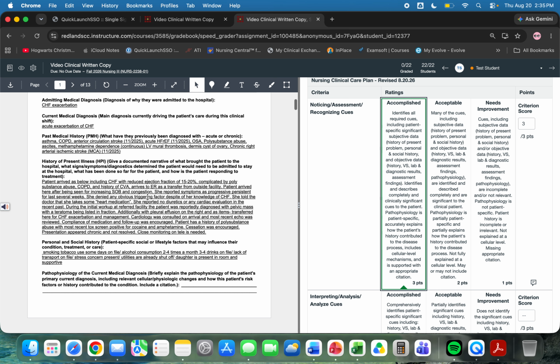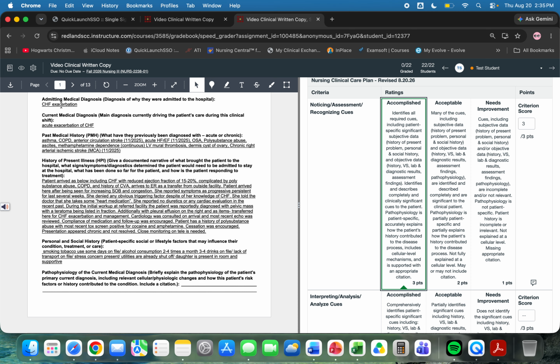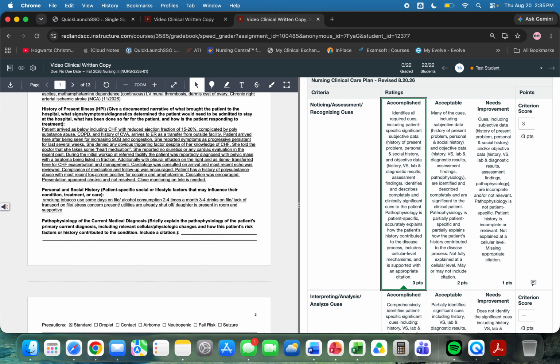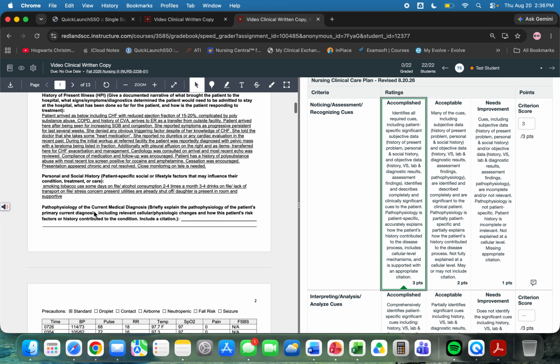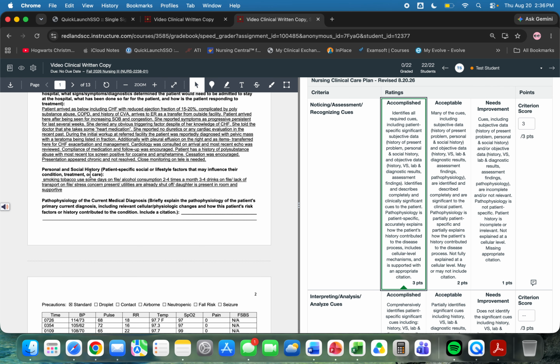This particular student has a patient that was admitted for CHF exacerbation. Their current medical diagnosis is acute CHF, exacerbation of CHF. She gives the pertinent history for this patient, and then she also gives a history of present illness: when they arrived, what happened to them, and why they're in the predicament that they're in. She gives a nice clinical picture of their present history and walks through the current stay. Then she adds a little bit about personal and social history, patient specific.